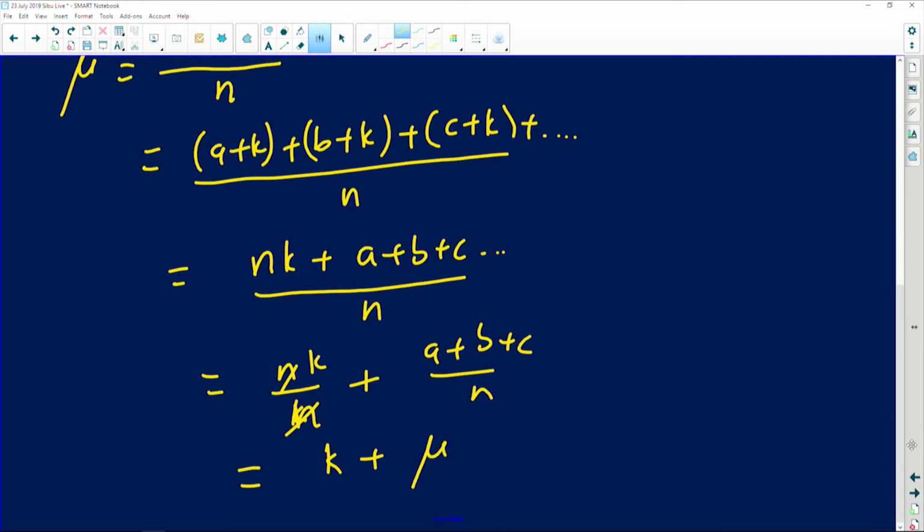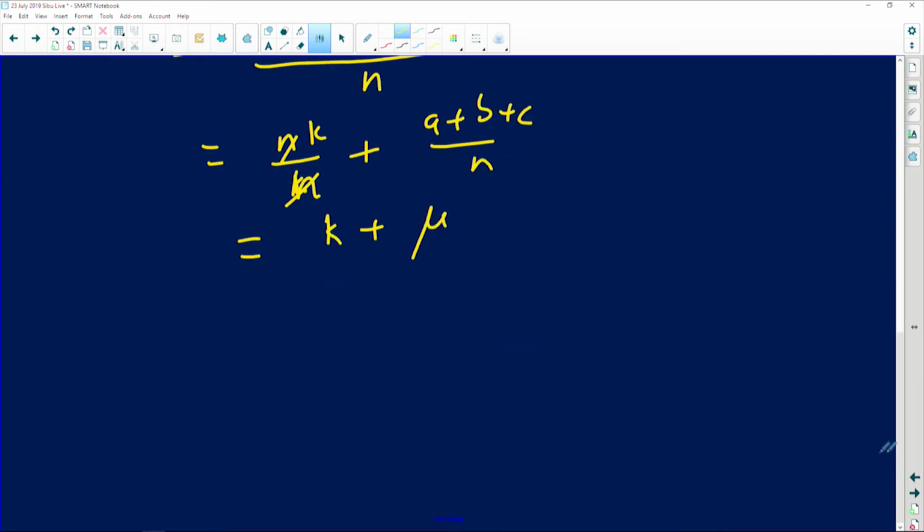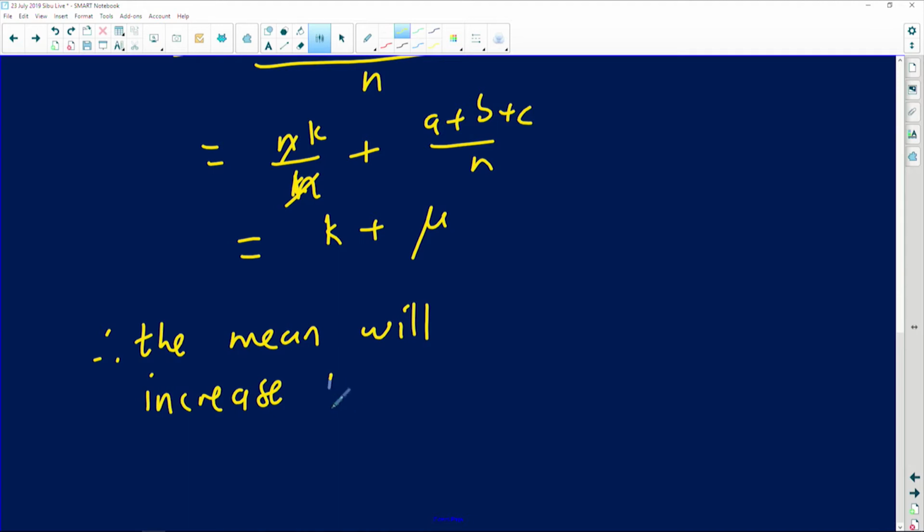So clearly, your mean will also increase by the same amount. The mean will change. If you're increasing, it will also increase. If you're decreasing, it will also decrease. So the mean will increase by the same amount as whatever you were using to increase your values, the constant that you're currently working with, which is k.